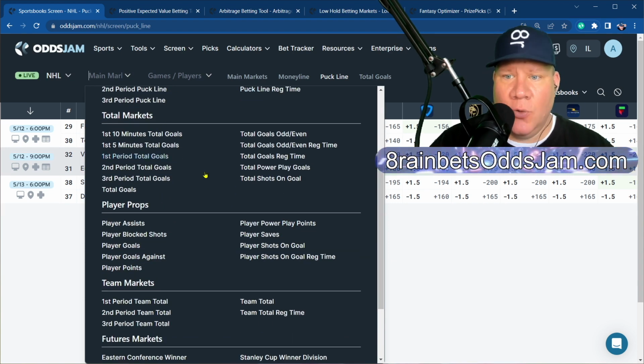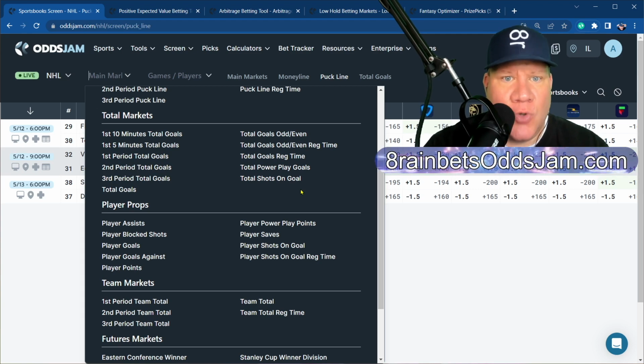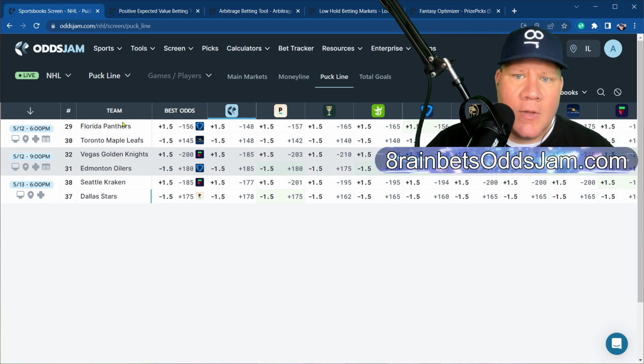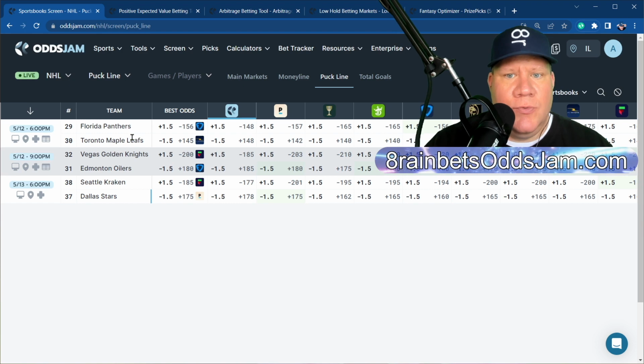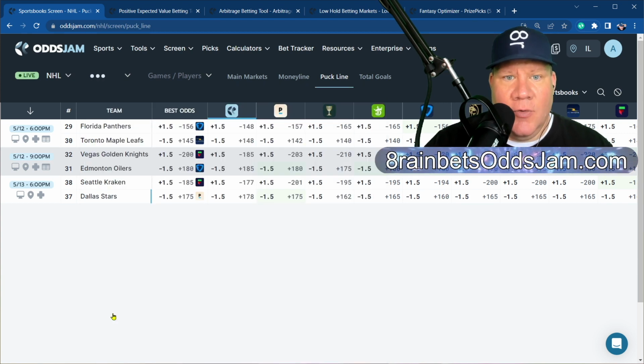So hockey, we also have totals. Just like other sports, totals are when we're adding together the scores on both sides. So we could say, okay, in this case, the Panthers and the Maple Leafs, say the Panthers lose 2-3. The Maple Leafs win 3-2. That's a total of 5. So on our totals, we could look and see, okay, total goals.